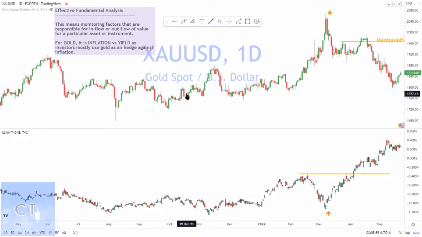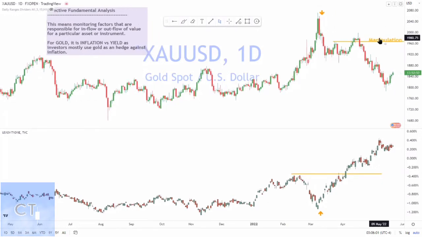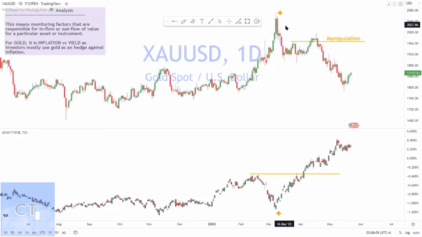Okay. So quickly, what you see here are some markings that I made. So this one happened very recently. We see when gold rose up right here very strongly. At that point in time, we also saw that the real yield dropped. Okay, the real yield was dropping here. And so that caused inflow of value for gold.